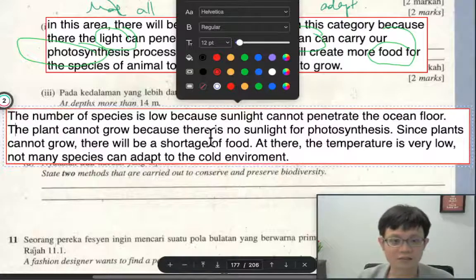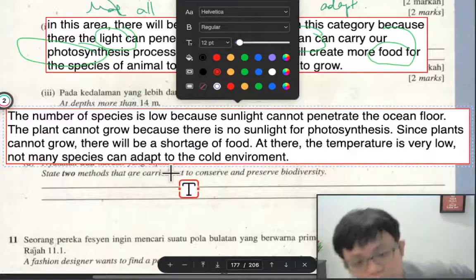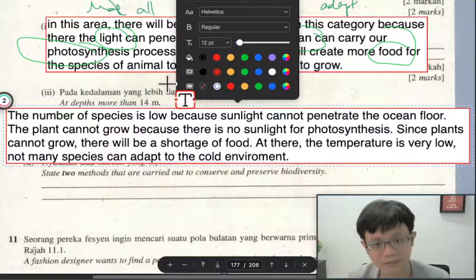The plant cannot grow because there's no sunlight for the day. Since plant cannot grow, there will be a shortage of food at there. The temperature is very low. Not many species can adapt to the cold environment. You should be able to write something like this or type something like this.